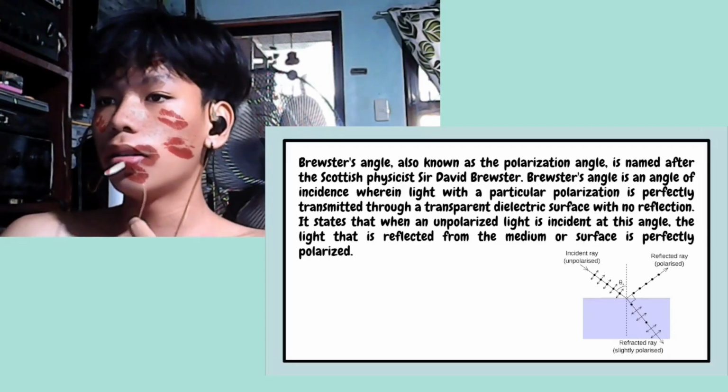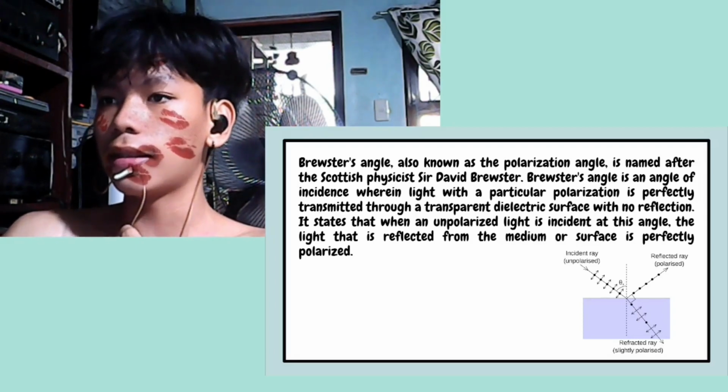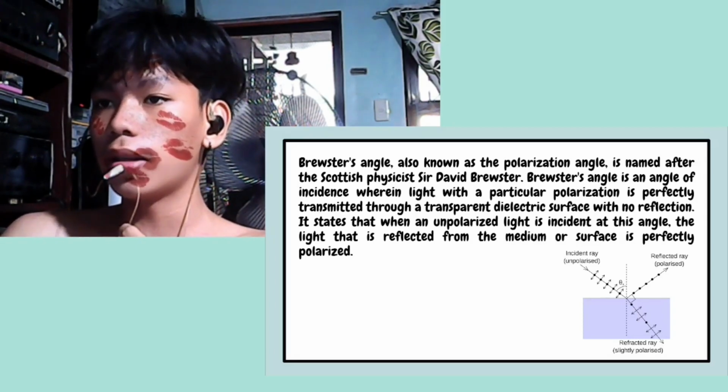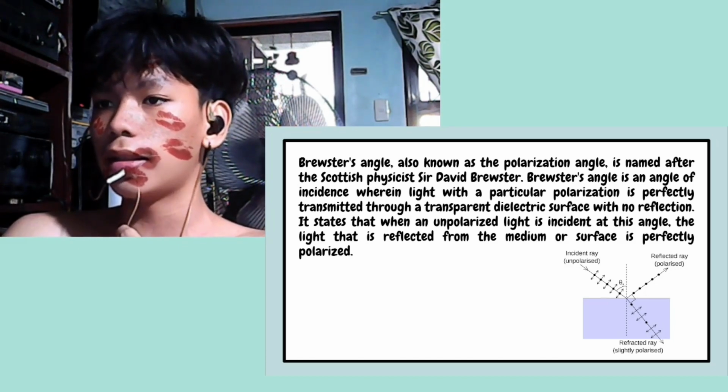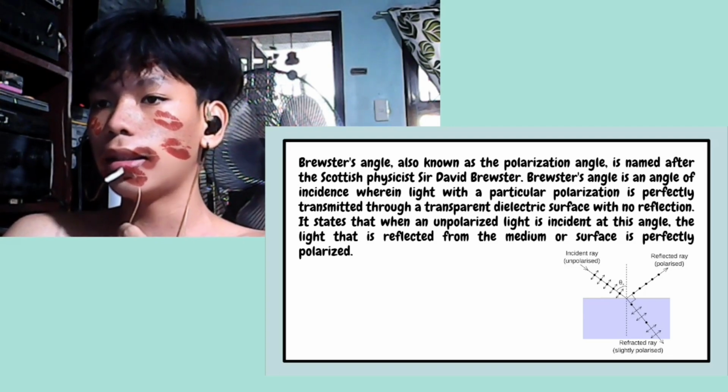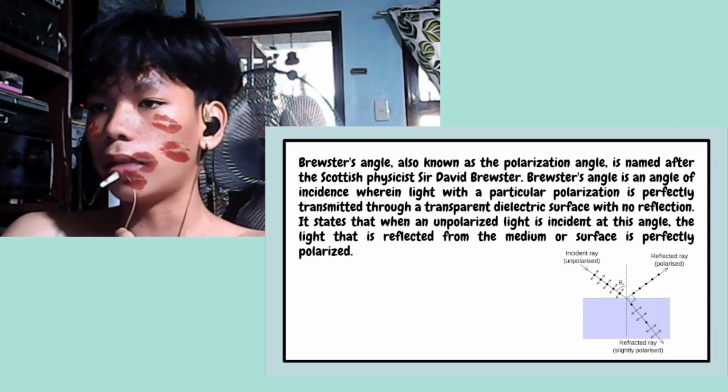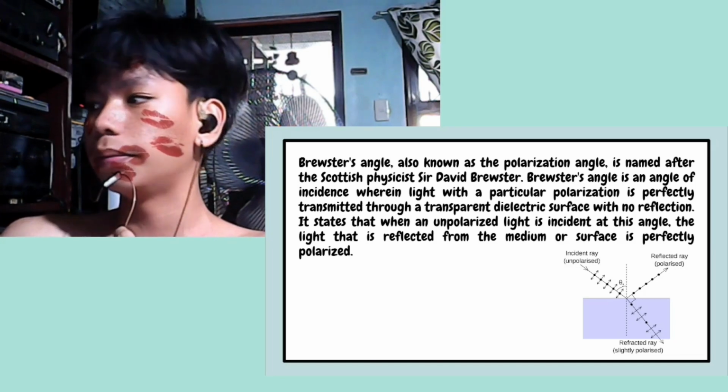Brewster's angle, also known as the polarization angle, is named after the Scottish physicist Sir David Brewster. Brewster's angle is an angle of incidence wherein light with a particular polarization is perfectly transmitted through a transparent dielectric surface with no reflection. It states that when unpolarized light is incident at this angle, the light that is reflected from the mirror or surface is perfectly polarized.